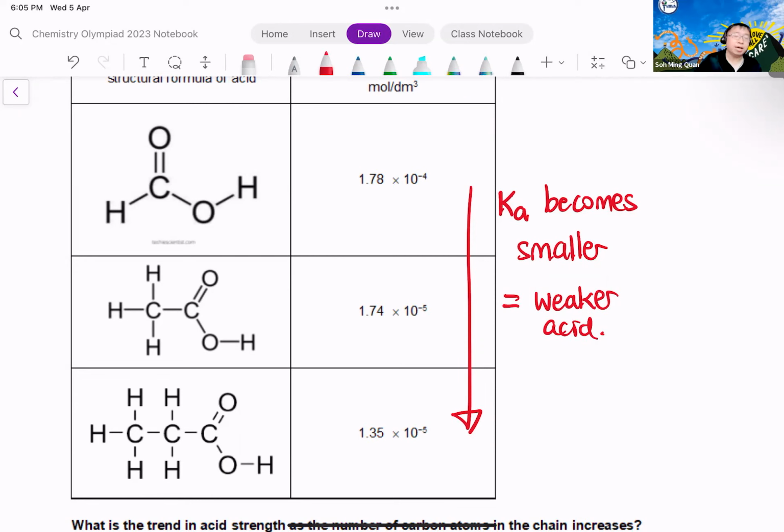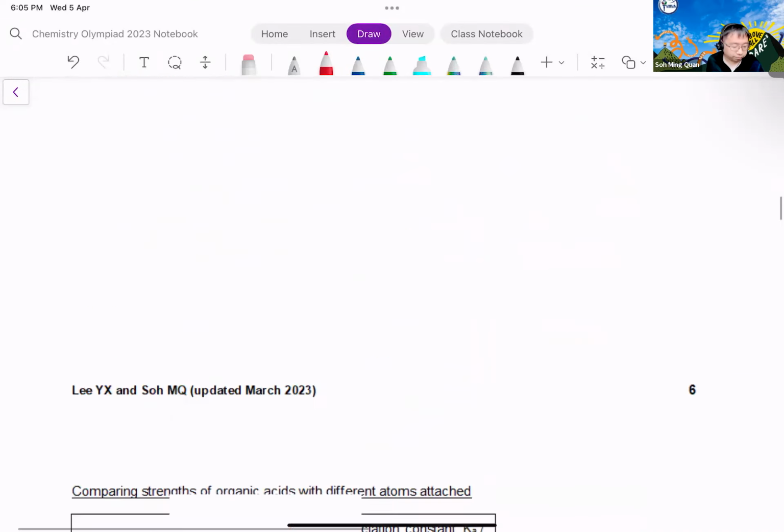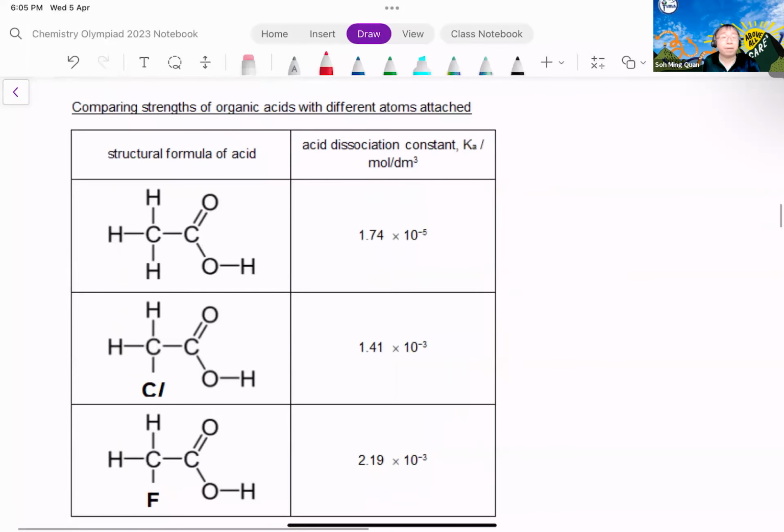All right. Now, the exact reason why, you don't need to know, but what's important now is to see the trends. Okay. Now let's move on to the next one. We are now on page 7.